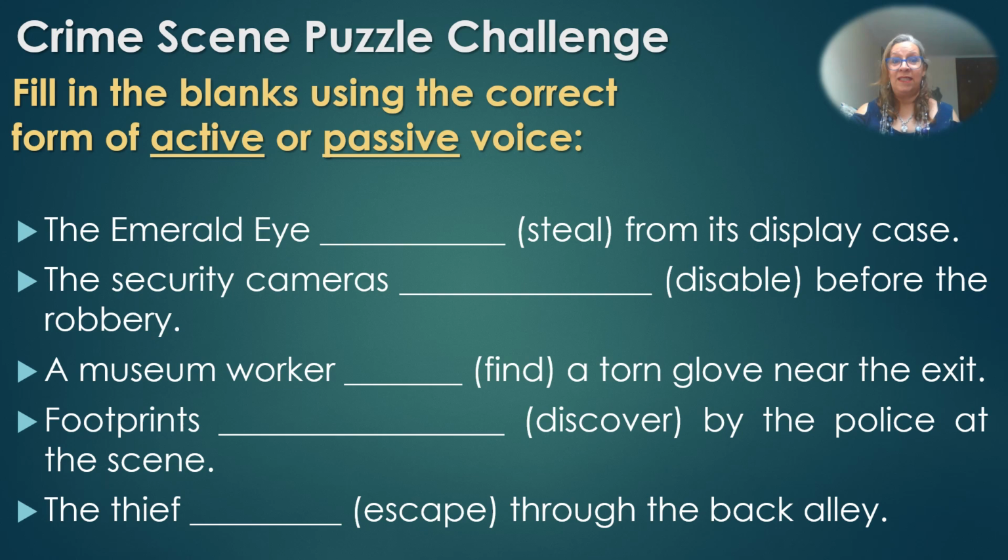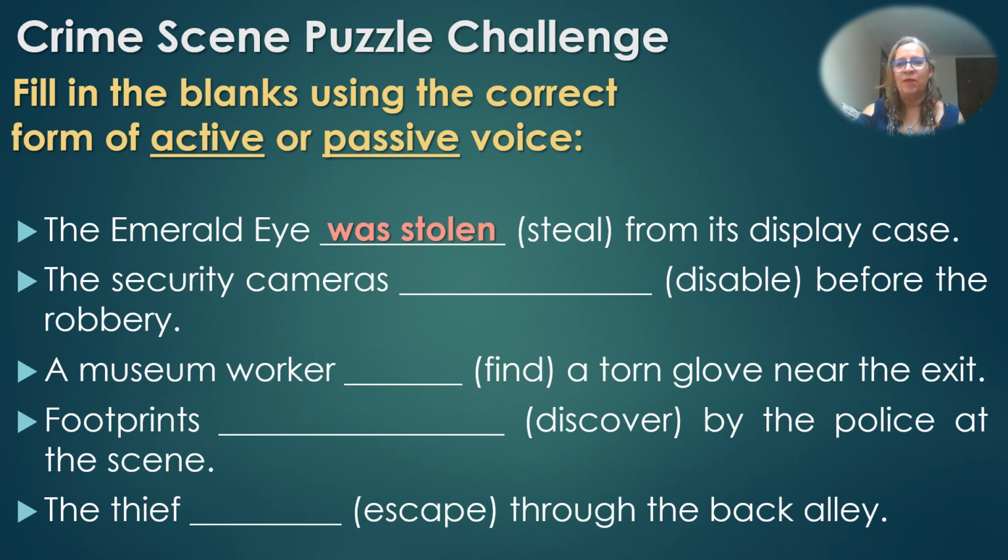This is your crime scene puzzle challenge. Fill in the blanks using the correct form of active or passive voice. The Emerald Eye. Who can tell me the answer? Correct, was stolen from its display case.